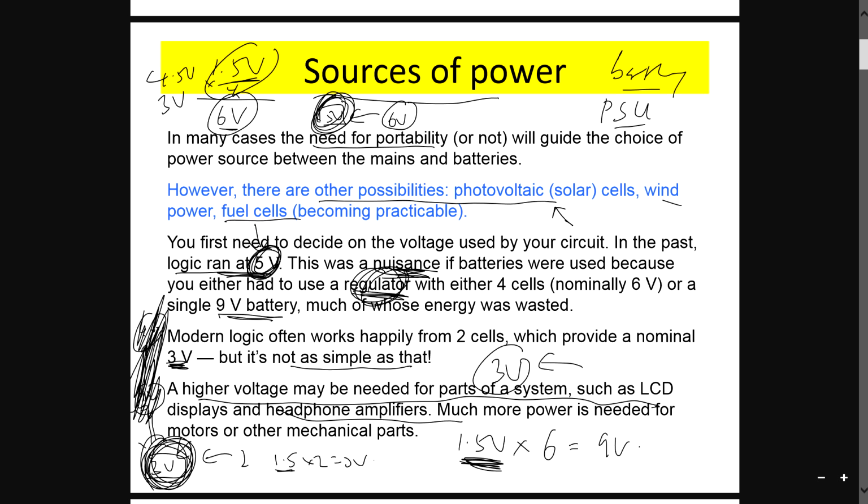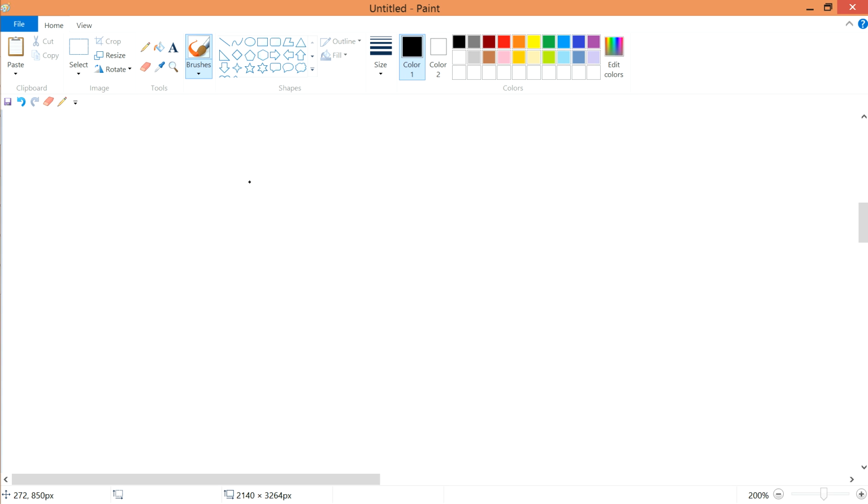Within your 3 volt system itself, you may have little components that require more power. So you may have slightly more, like maybe 3.5 volt or whatever. Things like that. Yeah, that is one way of explaining.